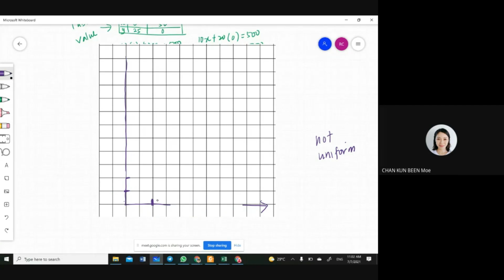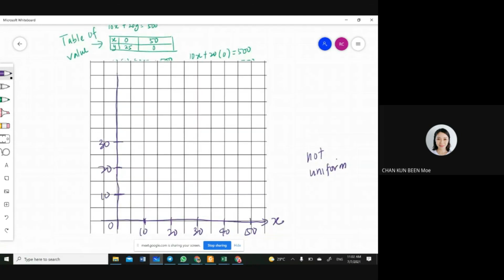Okay, so I'm going to wipe this off. I redraw again. So start with 0. I'm going to use 10, 20, 30, 40. Oh, 50 is too much at the end. Never mind, I just extend it. Here, 50. So this is X. And then for the Y, I have 10, 20, 30. I think that is enough.